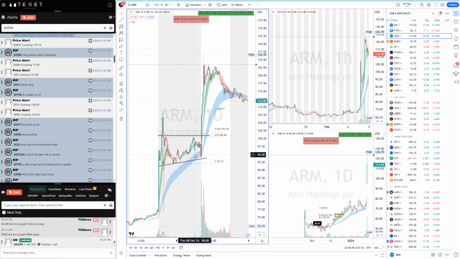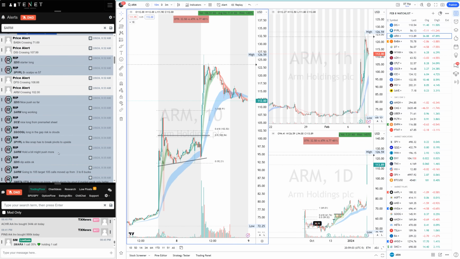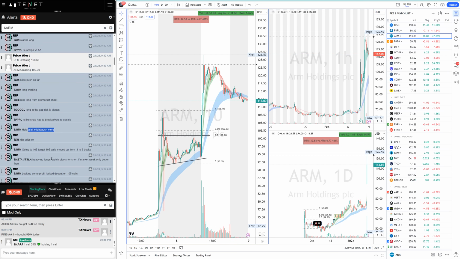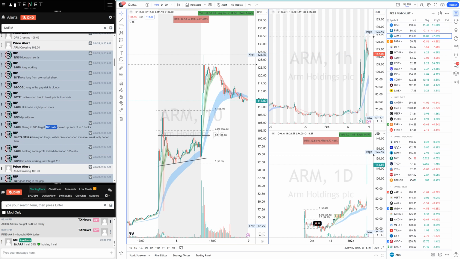There are a few reasons to long. Pivot break, pre-market highs that I gave, 100 psychological break. First target was 109, 105 and 109. Those were first targets. Anyways, you can see my timestamp guidance here. ARM long starter, watch pullback. ARM long working. I told everybody ARM hold a bit, might push more. First target was 105. 105 calls already went from $3 to $6. Pretty fast move in first 5 minutes on those ARM calls.